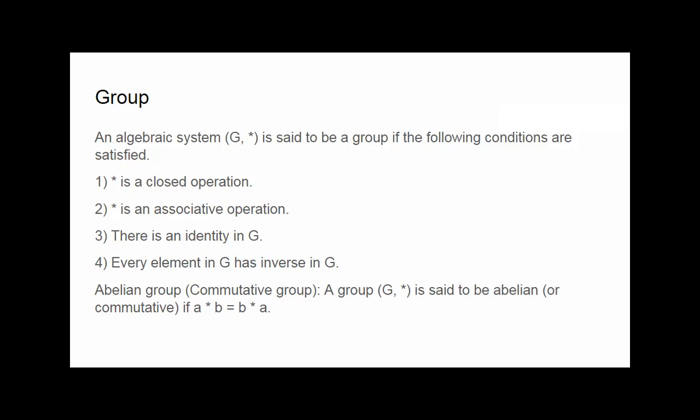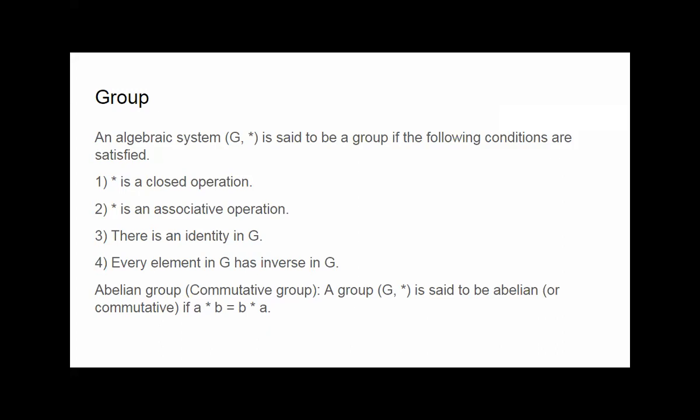Identity means what again? It is one unique element such that the operation performed with that element on any other element of that set gives us the same element as the answer. And that is also closed.